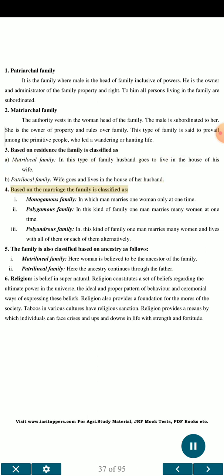4. Based on the marriage the family is classified as A. Monogamous family, in which a man marries one woman only at one time. B. Polygamous family. In this kind of family one man marries many women at one time. C. Polyandrous family. In this kind of family one woman marries many men and lives with all of them or each of them alternatively.